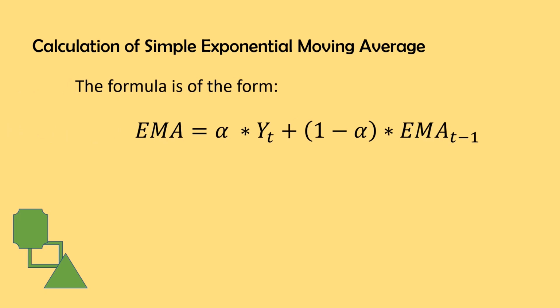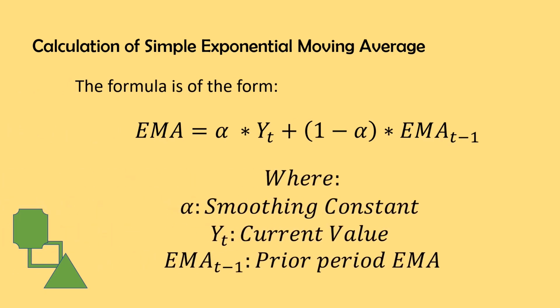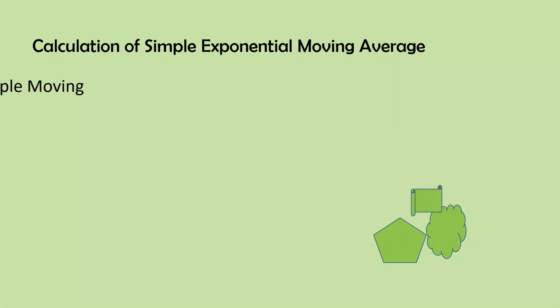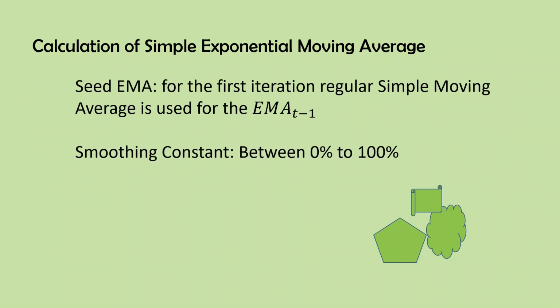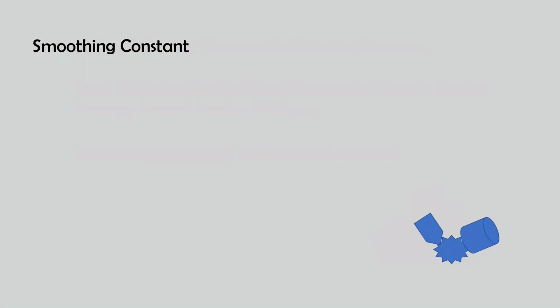So to calculate the EMA, the formula is of the form alpha times current observation plus 1 minus alpha times EMA of the period prior, where alpha is the smoothing constant. Since for the first iteration we do not have an EMA, we normally use the equivalent period simple moving average as the first EMA. The smoothing constant is between 0% and 100%.